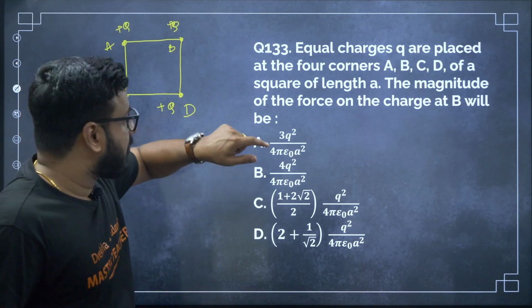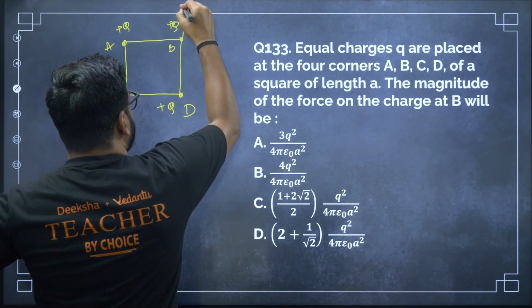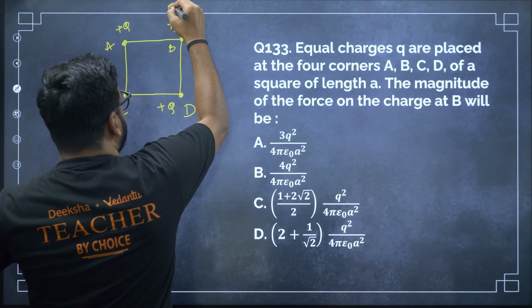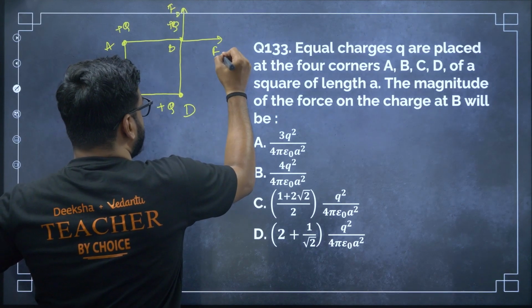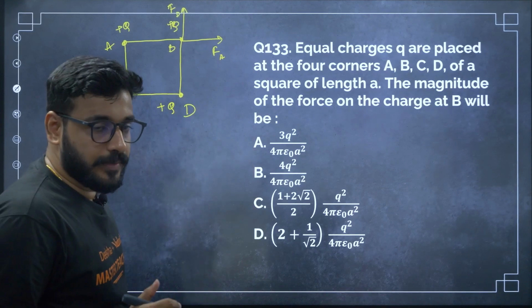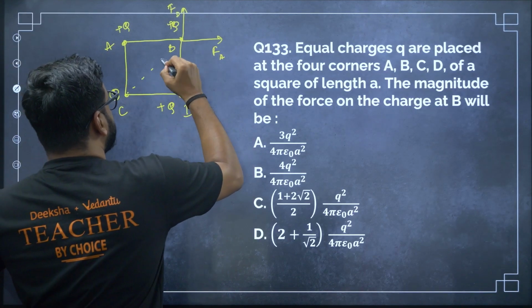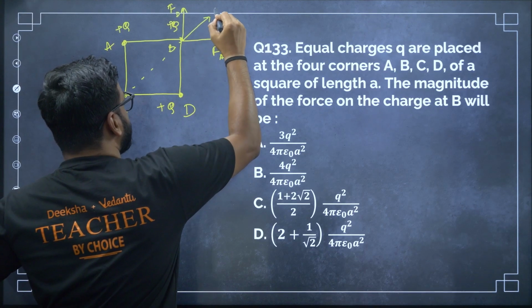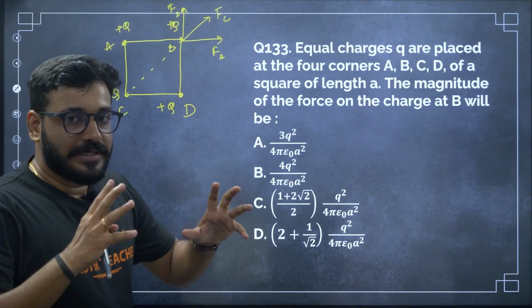So all the remaining charges will exert a force. How? Let's see the direction. This is force due to D, FD. This is the force due to A, okay, the force due to A. Now this will be the direction of force due to C, alright. So there are three forces. Now we have to find the net force.